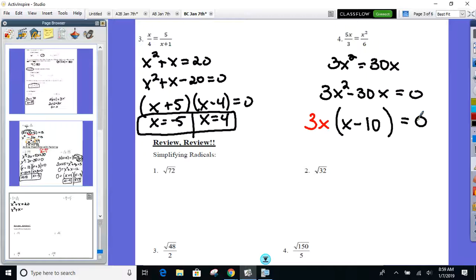All right, now what do I set equal to 0? Well, certainly I'm going to set the x minus 10 equal to 0, and get one answer as x equals positive 10.